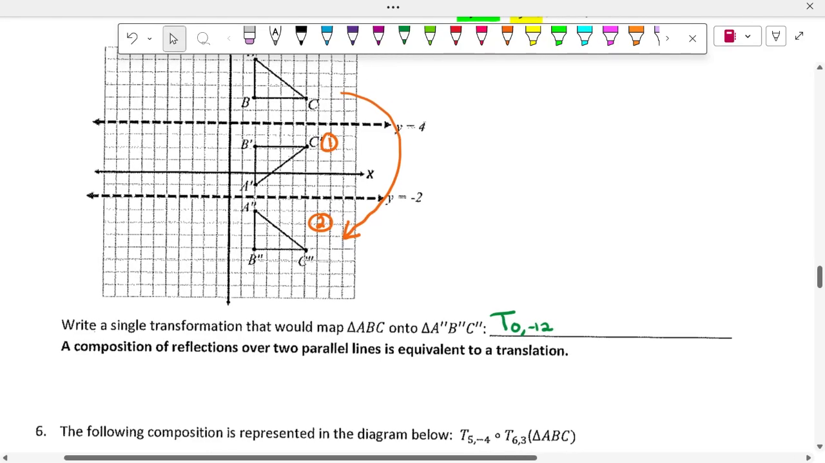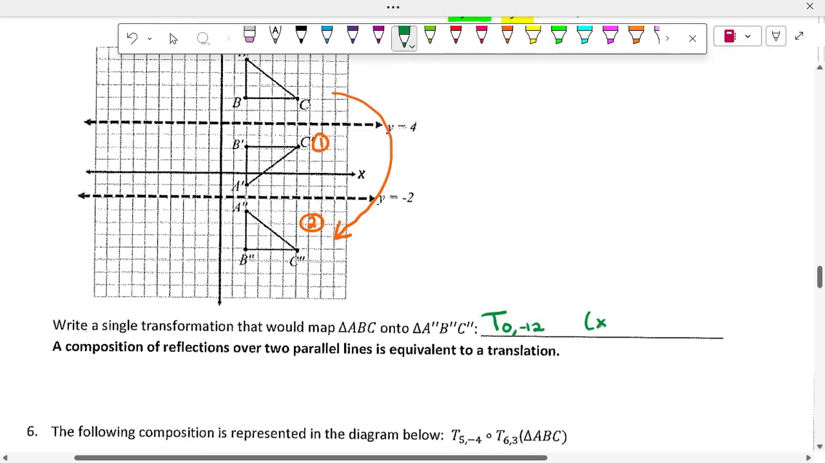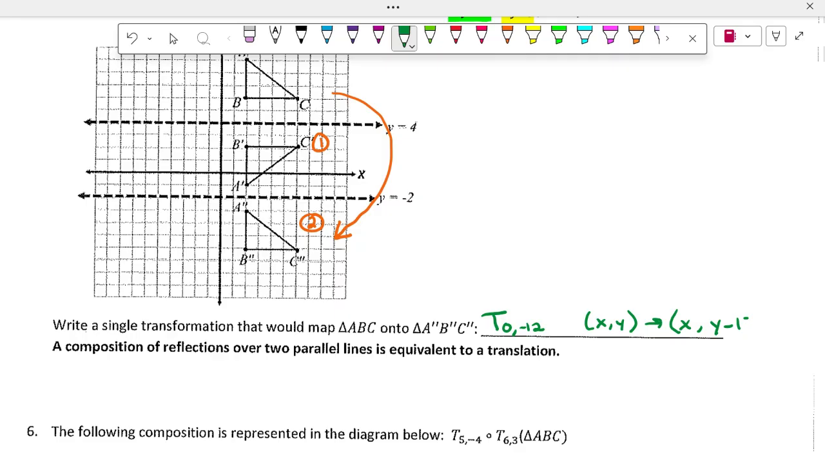How would I write that in arrow notation? Riley. (x, y) goes to (x, y minus 12). X doesn't change, but the y certainly does.